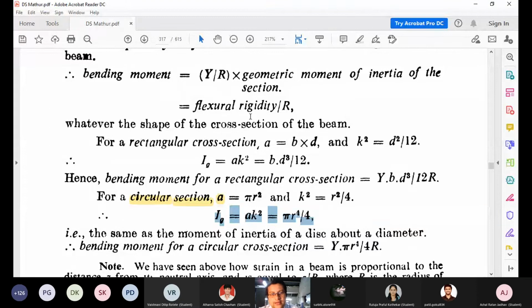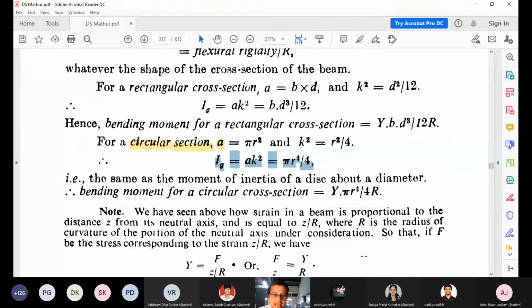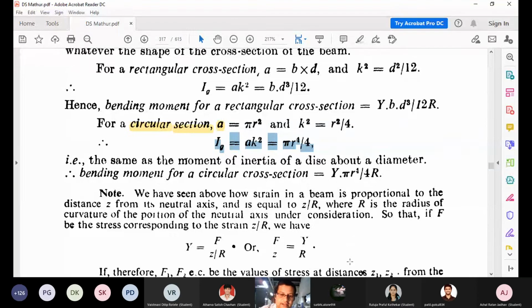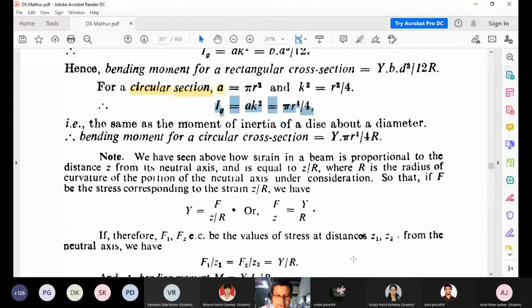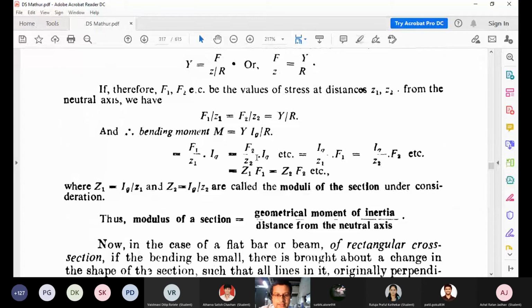Okay, one is for the shape of the cross section. If it is rectangular, the bending moment for the rectangular cross section is Y times b d cubed by 12R. R is the radius of curvature, b is the breadth, d is the thickness, or the depth you say. But for the circular cross section, you have a bending moment of Y times π r to the power 4 divided by 4R. So here we have studied the bending moment with the rectangular cross section as well as for the circular cross section. But at any one time we have to consider only one of them. So I'm not going into further details.